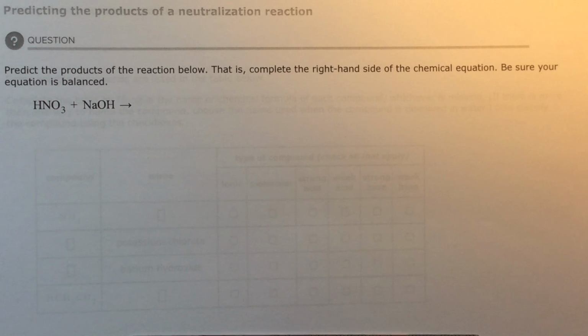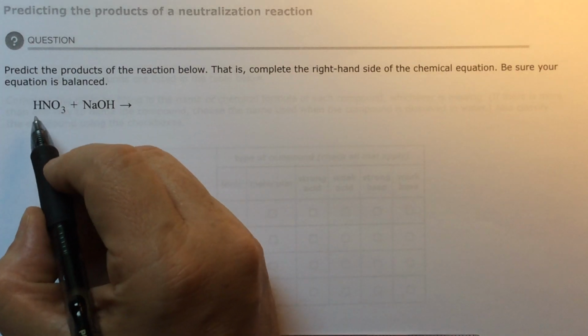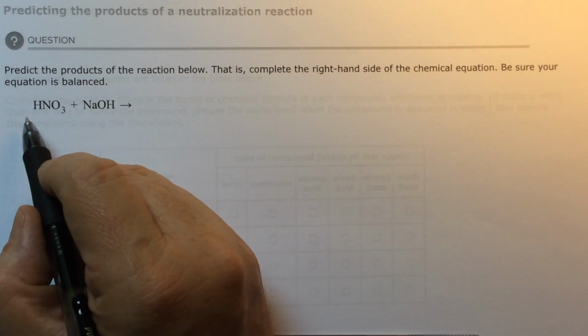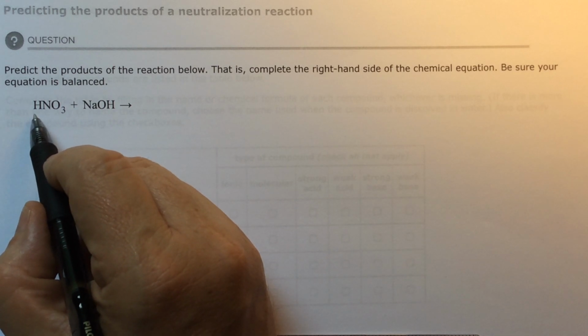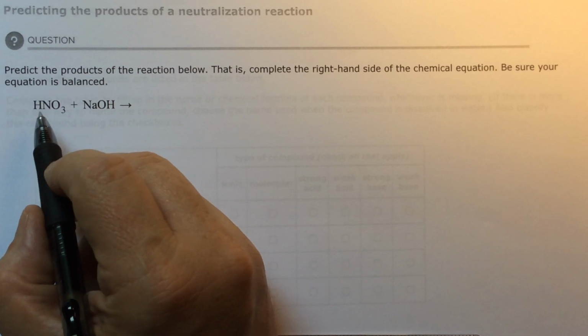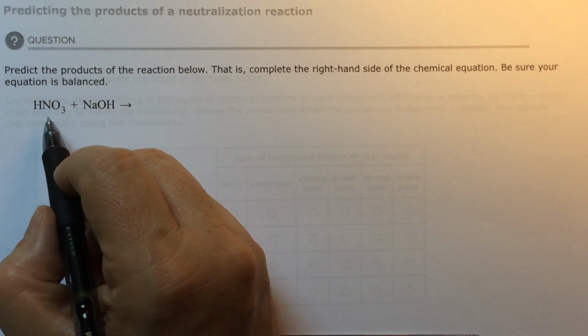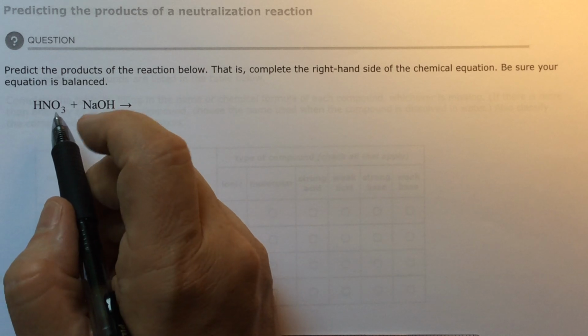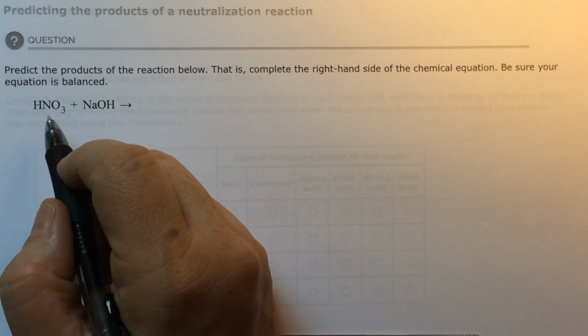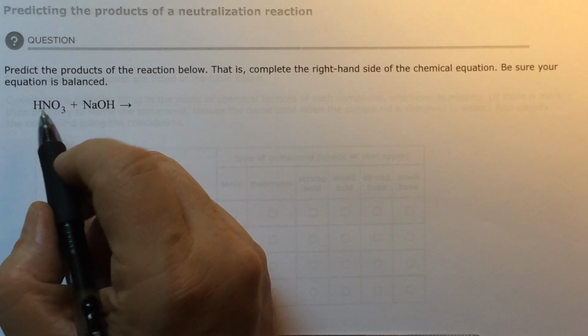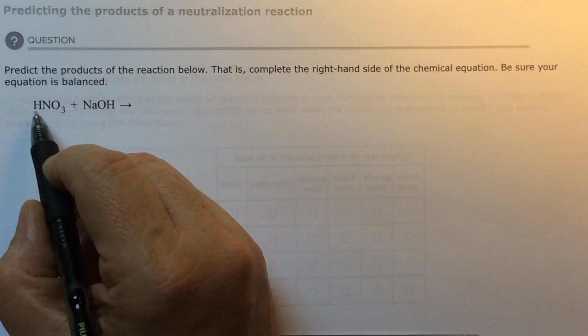I'll show you. Now here I've got an acid. You can tell it's an acid because I've got a hydrogen here at the front that I can give away. Now it is a molecular bond. This is hydrogen, nitrogen, oxygen. All of these are nonmetals, and nonmetals with nonmetals are bonded molecularly. They share electrons. But something very interesting happens.